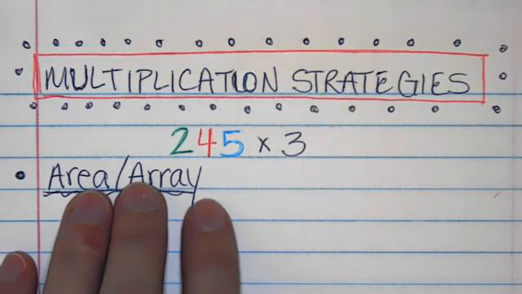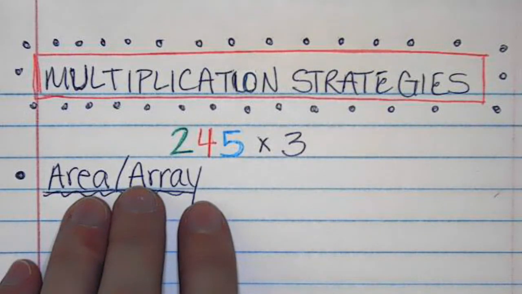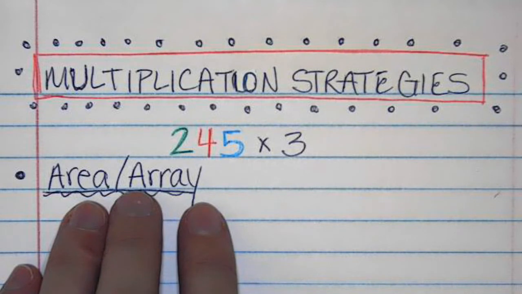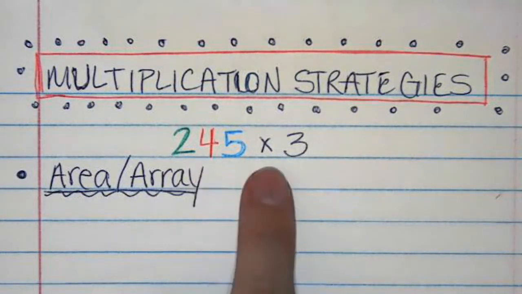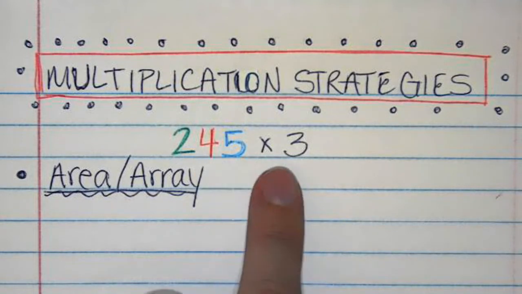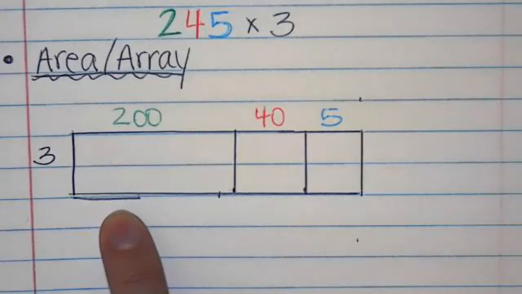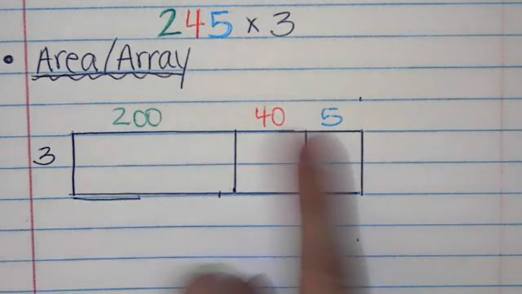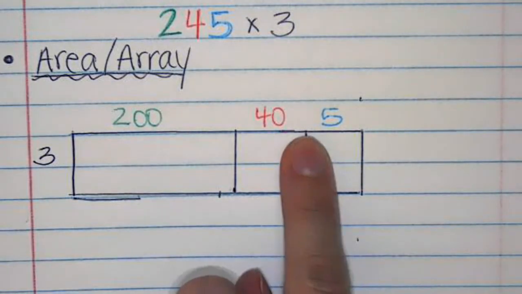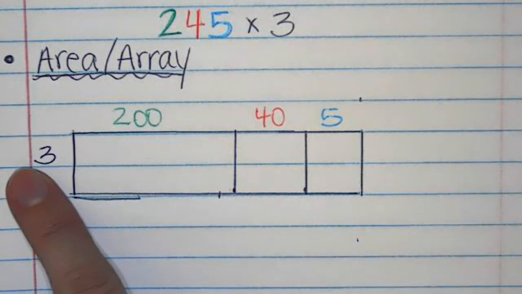When we talk about multiplication strategies, I'm going to show you 3 different strategies today on how to multiply. Our problem is going to be 245 times 3. The first strategy I'm going to show you is the area or the array model. In the area model, I take 245 and break it up by place value. And then I'm going to have 3 on the side.